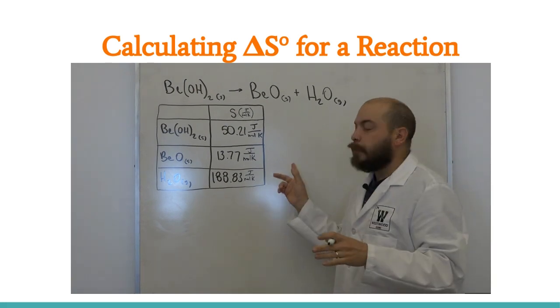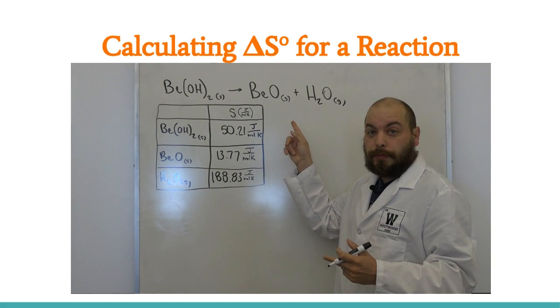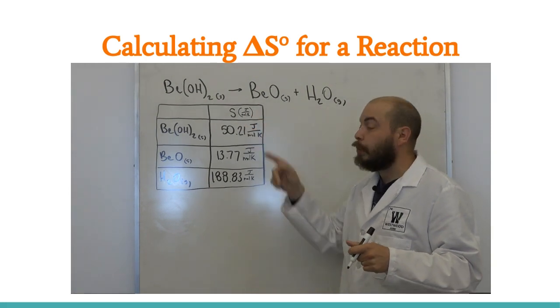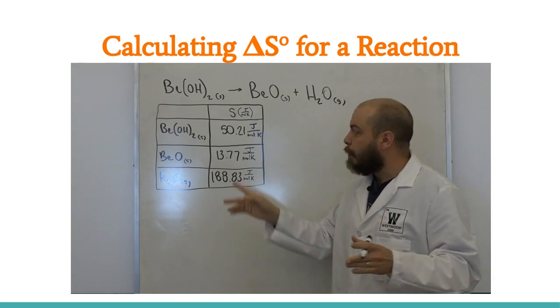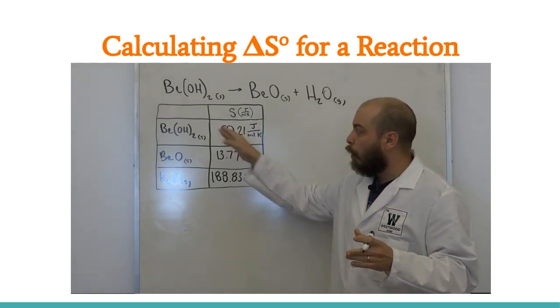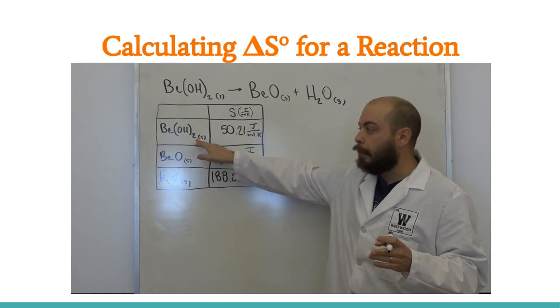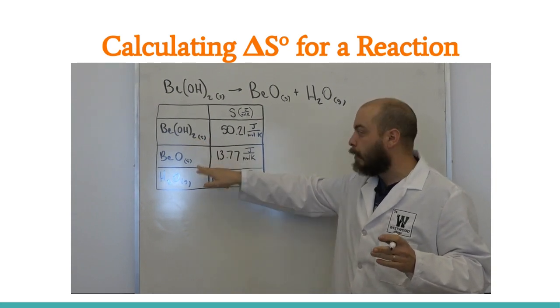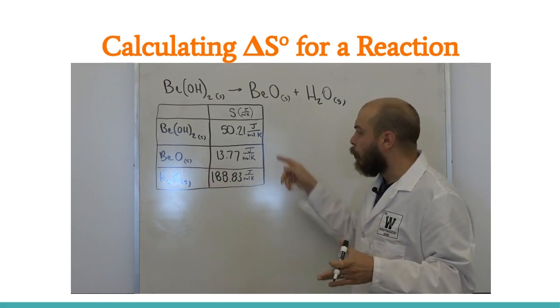So let's do a practice problem where I'm looking to find the delta S of this reaction. In this case, the decomposition of beryllium hydroxide. Now, in this process, I'm given the entropies of all three of my species involved. So I've got the entropy of solid beryllium hydroxide, solid beryllium oxide, and gaseous water in this case. So I've got all three.